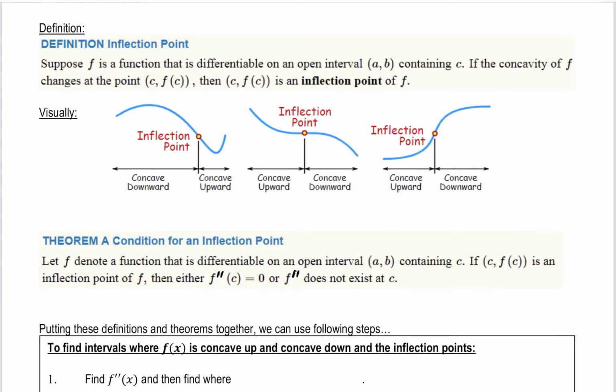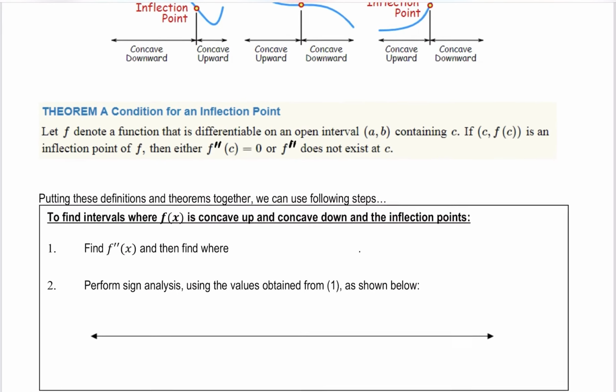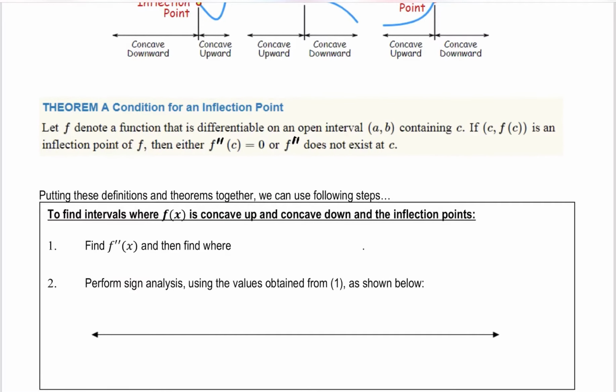All right, so pulling all of this together, these are our steps for finding concavity intervals and inflection points. We start off by first finding the second derivative, and then we look for where the second derivative is equal to 0 or where the second derivative does not exist. So these are our potential inflection points. Then, like before, we put these on our sign analysis.